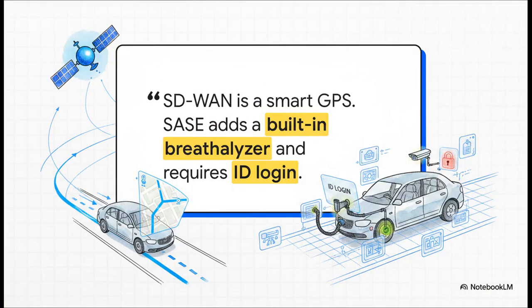Okay, here's a great way to think about it. You're probably familiar with SD-WAN, right? That's kind of like a smart GPS that automatically finds the fastest route for your data. But SASE is when that same GPS has a built-in breathalyzer, a tachograph, tracking, and requires a strict ID login before the car will even turn on. It doesn't just find the best path. It ensures absolute security and verification every single mile of the journey.